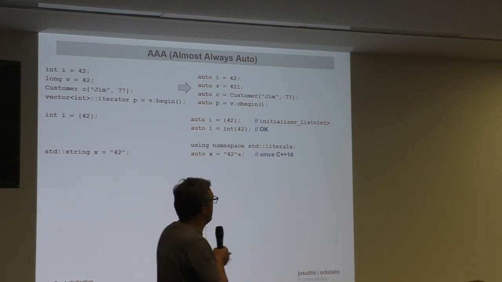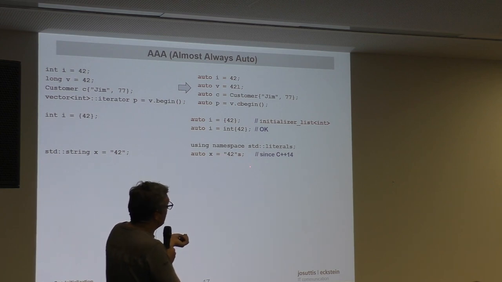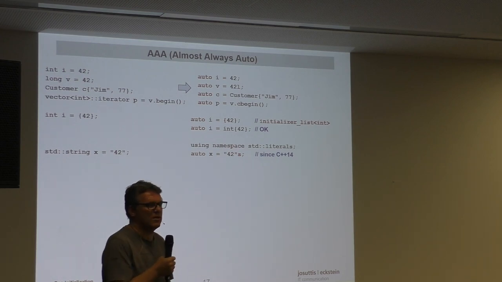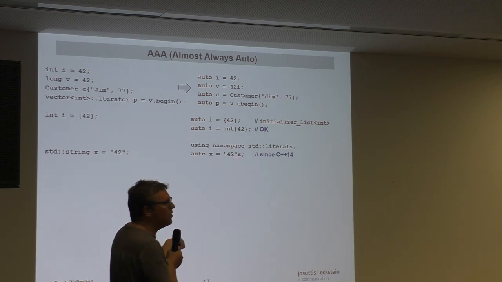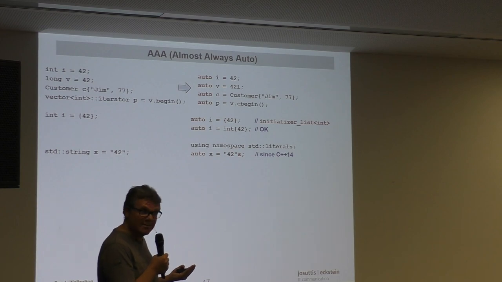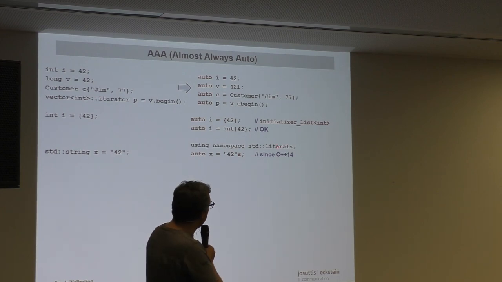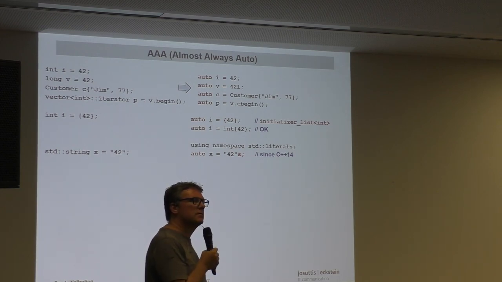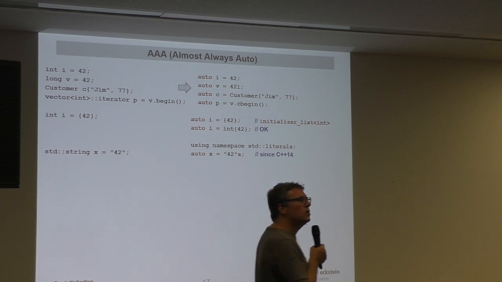So that's funny. I mean, we say almost always auto. It's easy. Postfix s, and then we have it. But on the other hand, we recommend not to do what is necessary to do this, because this will not compile without a using declaration. So maybe it's time to make the suffix s part of the global namespace.